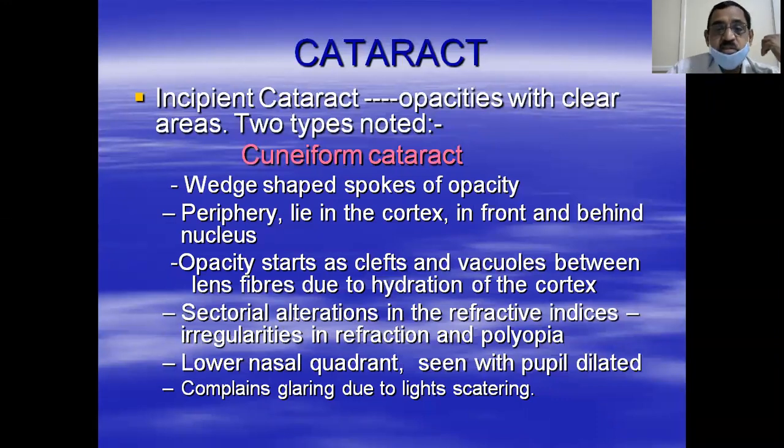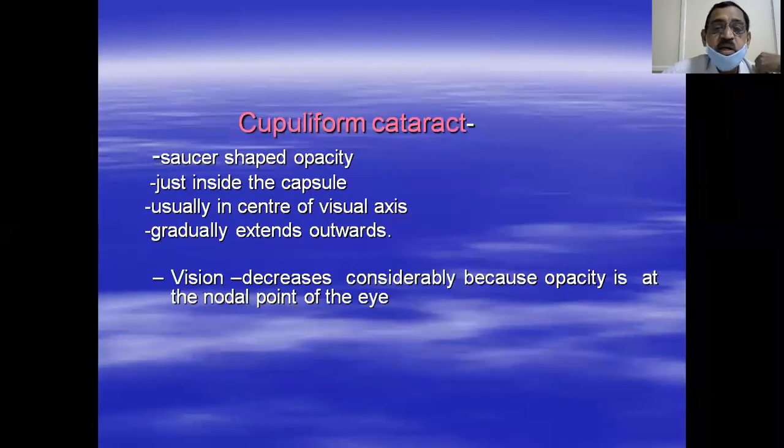So cupuliform cataract is a saucer-shaped opacity which is placed in the center, just inside the capsule. Gradually, it extends outwards. Vision, in this case of cupuliform cataract, considerably decreases even in the beginning because the opacity is at the nodal point.